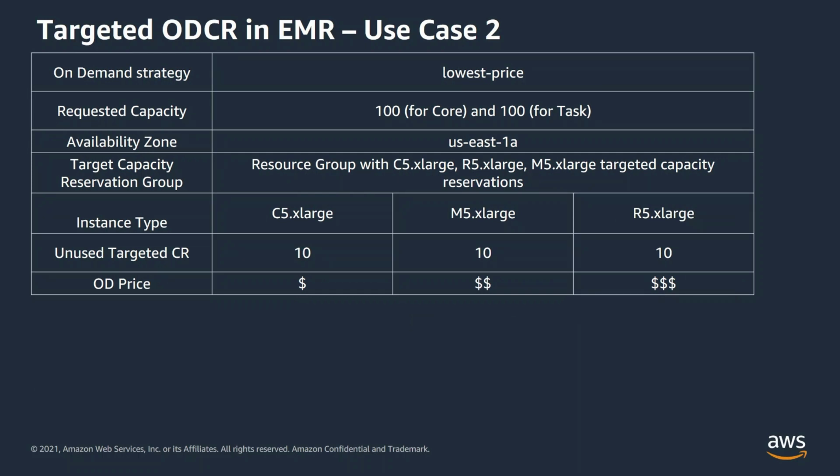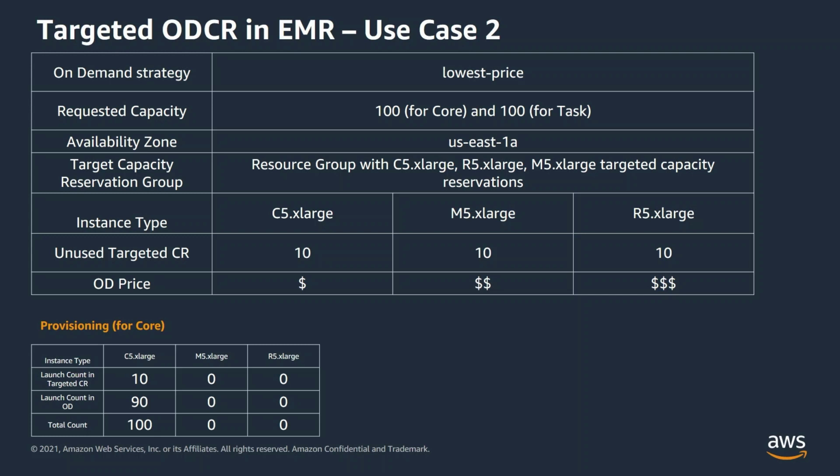In the second example use case, your account has 10 unused targeted ODCR instances for each of the 3 instance types in US East 1A. And you've chosen the use capacity reservation first option. You specified 3 instance types in your request, and again, you requested a capacity of 100 units for core and 100 for task nodes. So for the sake of this example, C is the lowest cost, then comes M, then R is the highest cost.